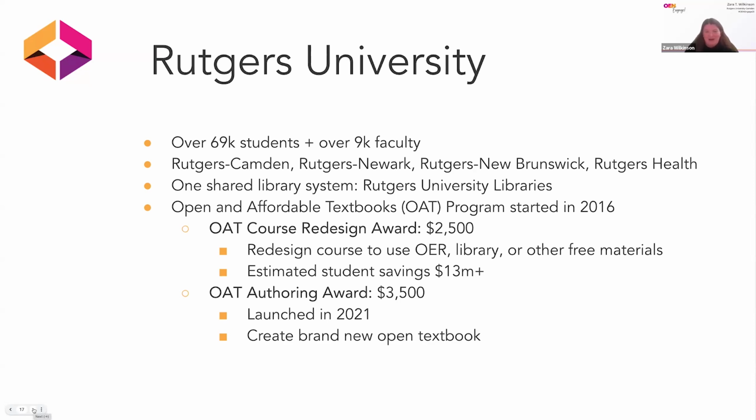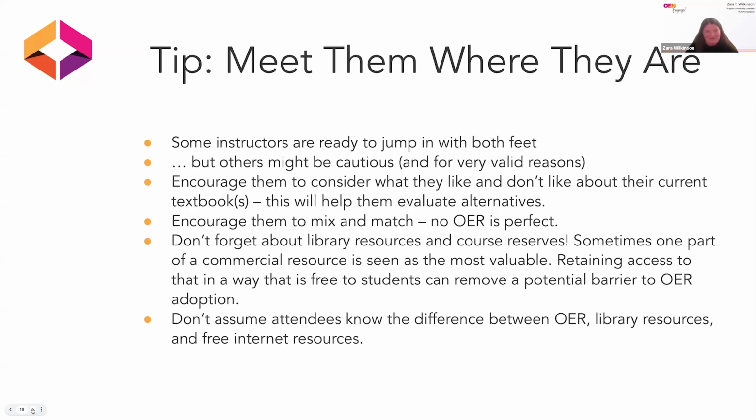In 2021, we added an authoring award for the explicit creation of a brand new open textbook. We've given about 17 of these since 2021, including the largest amount in 2025. So we've seen a growing interest in this. We do have Pressbooks to support the authoring award. So just to contextualize some of my tips, most of my sessions are around getting faculty interested in our OAT program, which does include OER and other resources. We can go to the next slide.